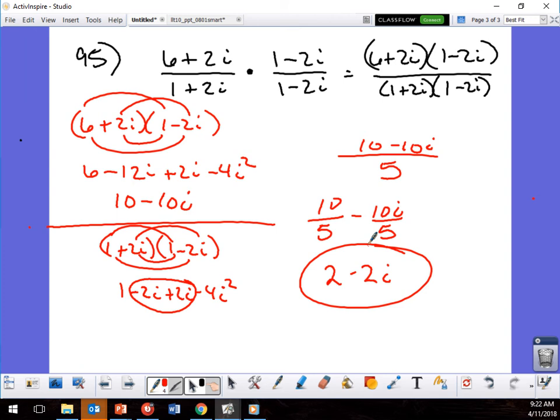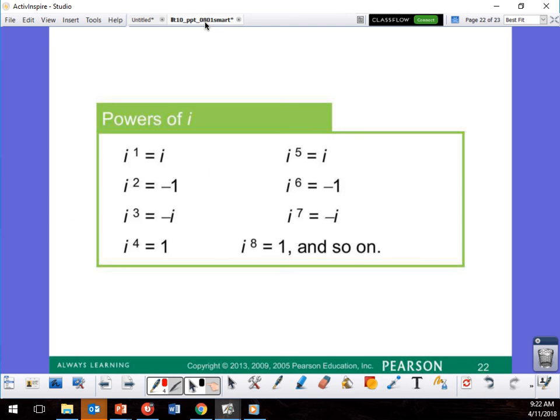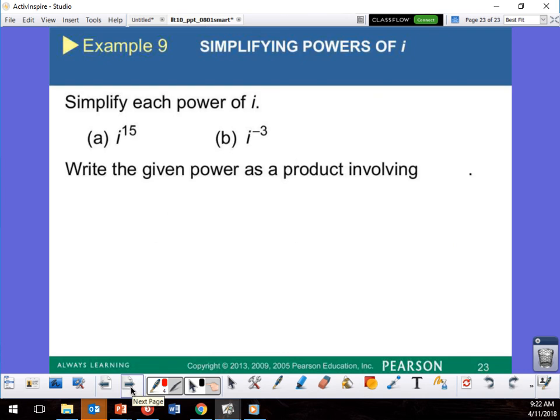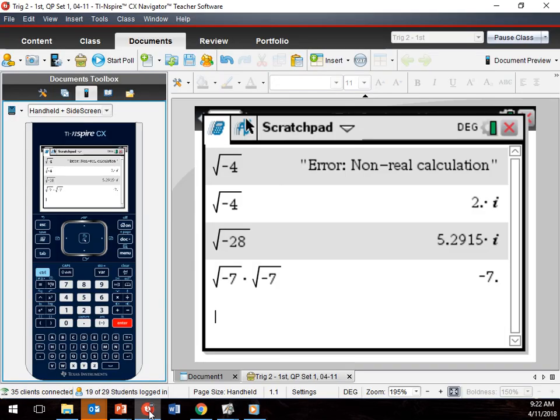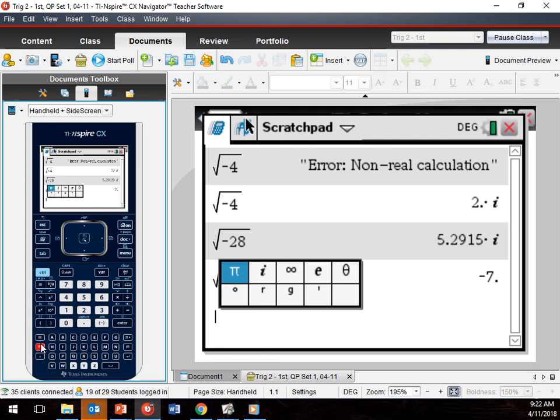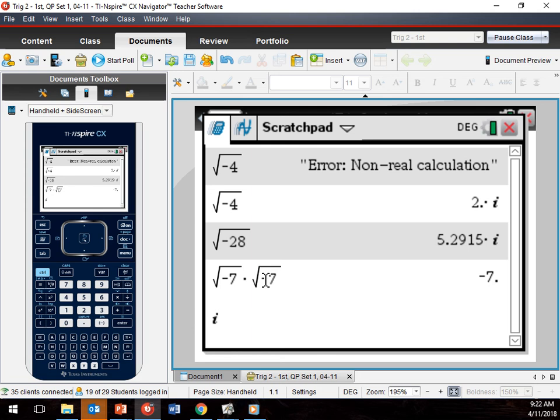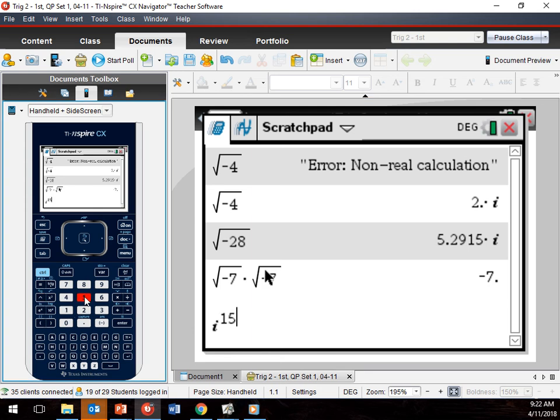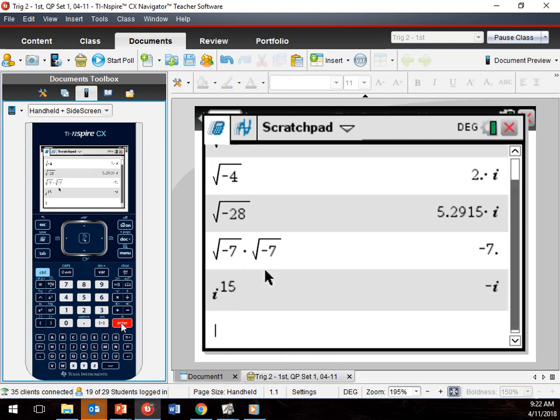All right, so next question was, now, this is actually super easy. These questions right here, i to the 15th power. Okay, hold on. I to the 15th power. So, now, under pi, i caret 15. I'll be done.